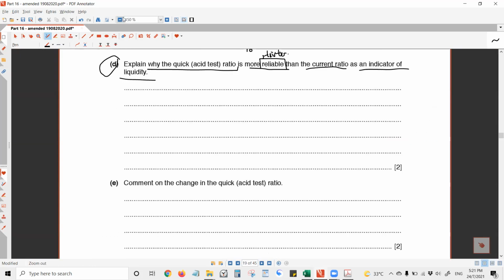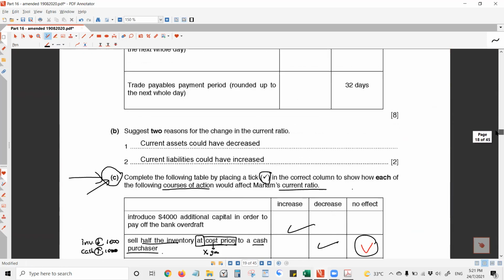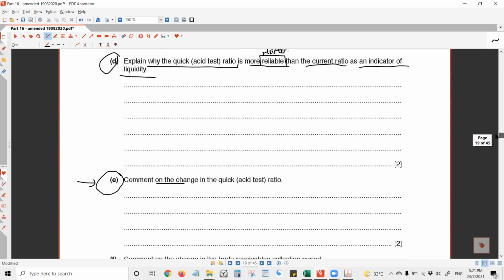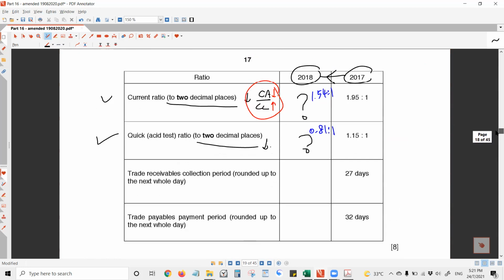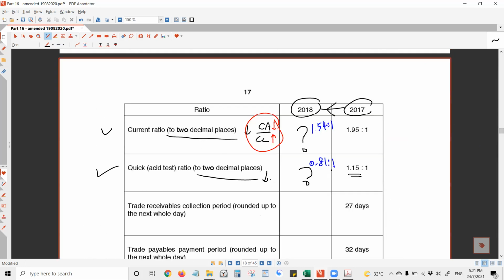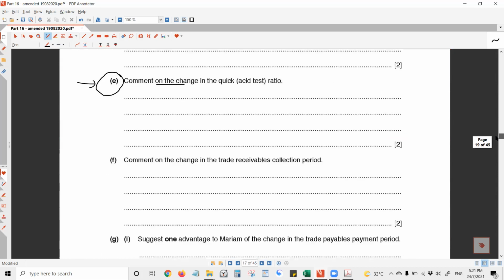Okay, we look at the E. Comment on the change in quick ratio. So we look at the change. What is the change in quick ratio? It has dropped, right? 1.15 to 0.81. Okay, firstly, we write it has dropped. Then you will get 1 mark. So we write it has dropped.